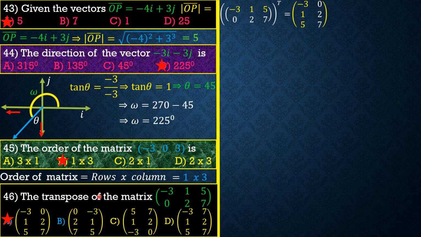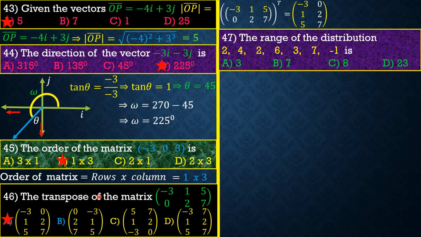Great. Question 47, guys, reads that the range of the distribution 2, 4, 2, 6, 3, 7, negative 1 is. Guys, let's not forget that the range is simply given as the difference between the highest value and the smallest value. In this case, the highest value is 7. The smallest value is negative 1. So we are going to subtract negative 1 from 7. We have 7 minus negative 1. Doing that, we have 7 plus 1, which gives us 8. So option C, guys, is the best option.